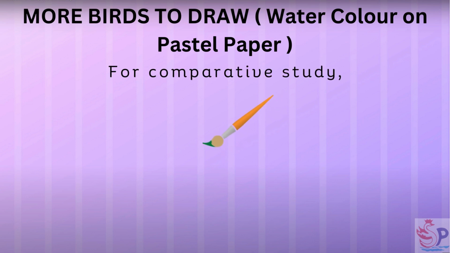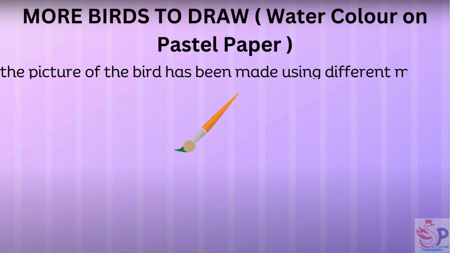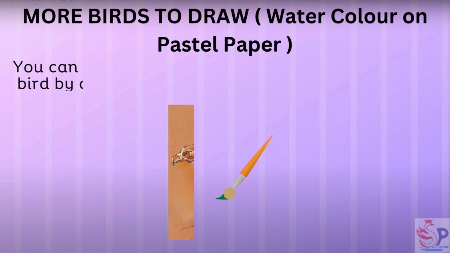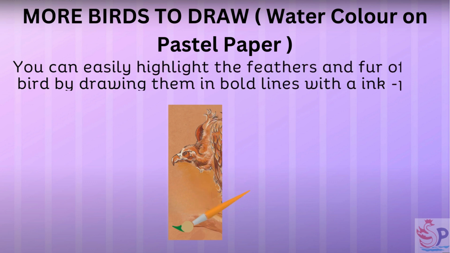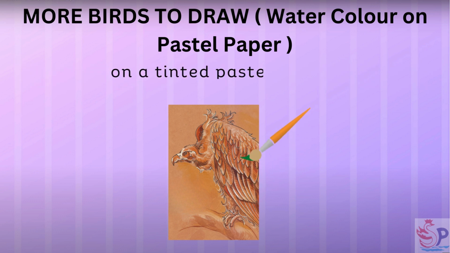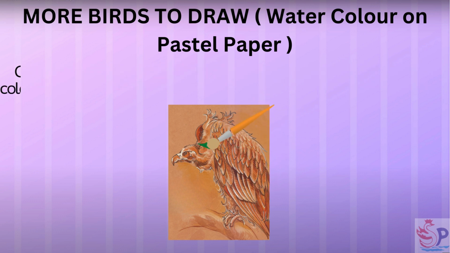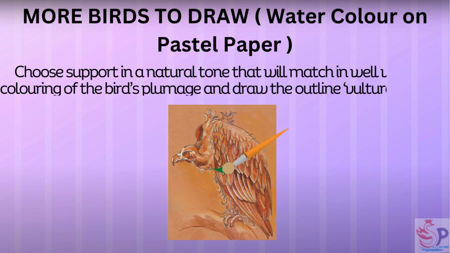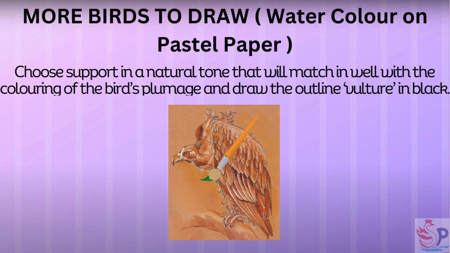For comparative study, the picture of the bird has been made using different media. You can easily highlight the feathers and fur of the bird by drawing them in bold lines with an ink pen, on a tinted pastel paper. Choose support in a natural tone that will match in well with the coloring of the bird's plumage and draw the outline, vulture, in black.